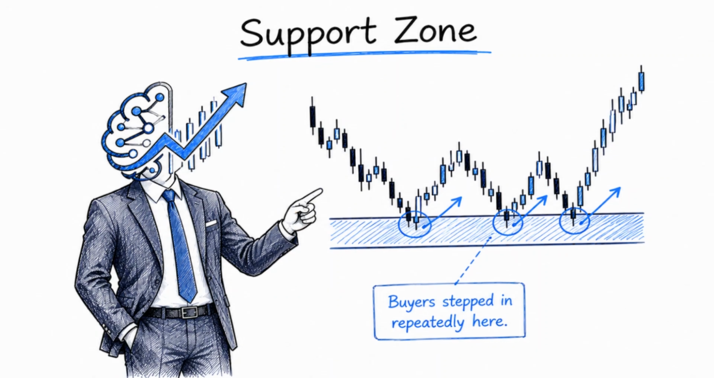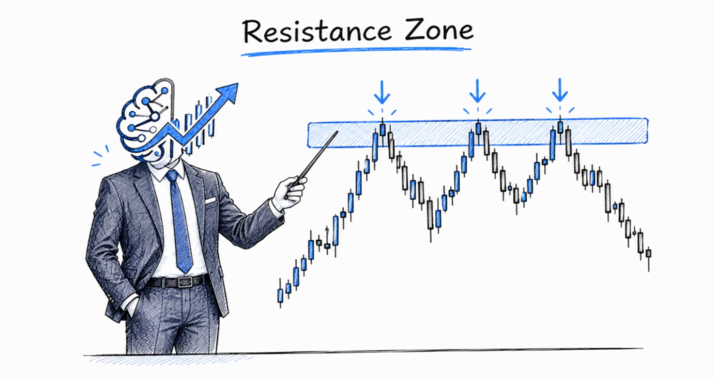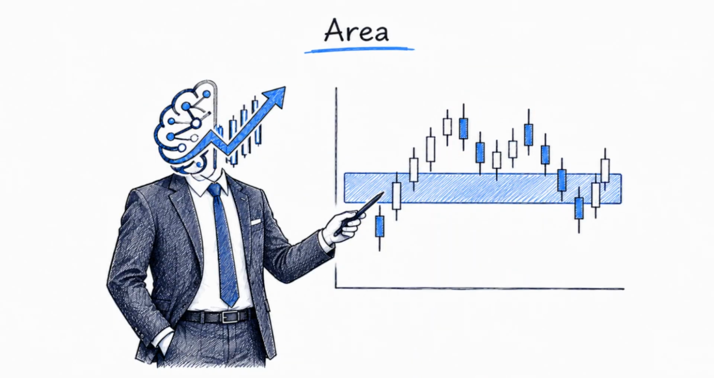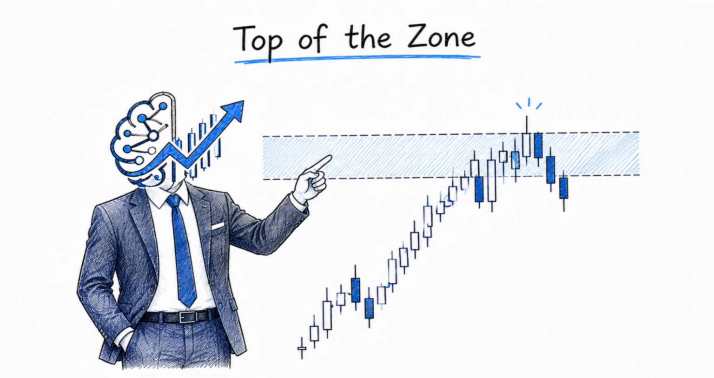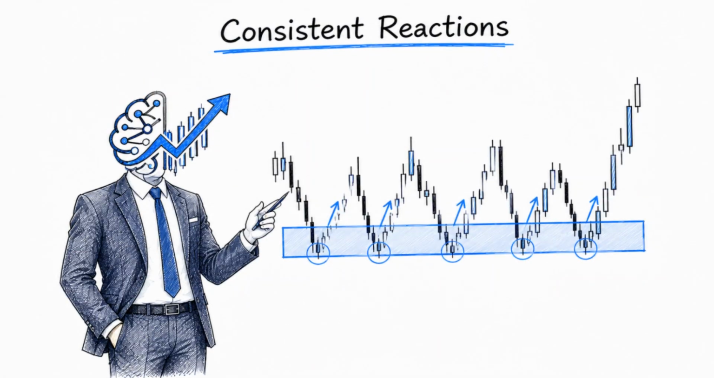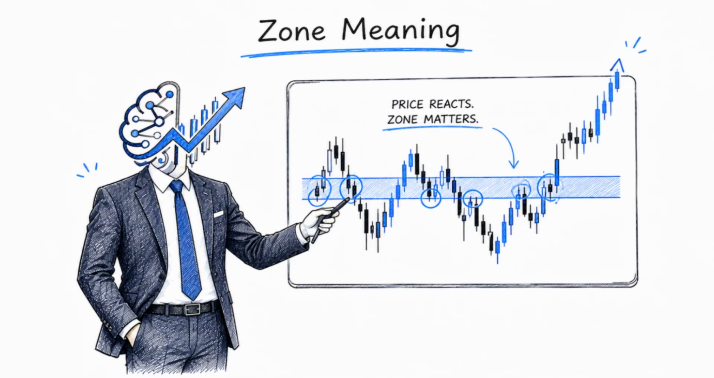What is a support or resistance zone? A support zone is simply an area where buyers have repeatedly stepped in before. A resistance zone is an area where sellers have repeatedly taken control. Notice I said area, not exact price. Price might react near the top of the zone, sometimes the middle, sometimes the bottom. The important part is that buyers or sellers consistently respond there. That gives the zone meaning. The more touches, the more important.